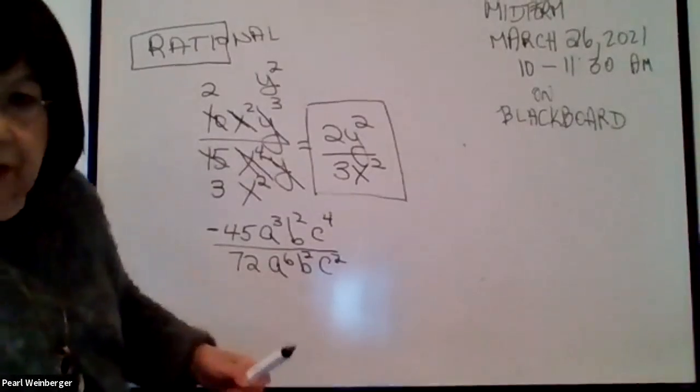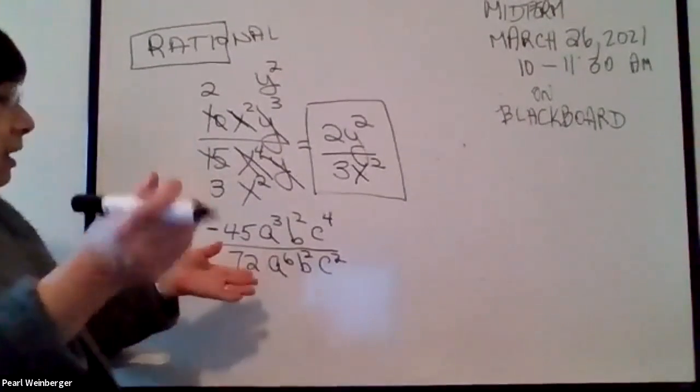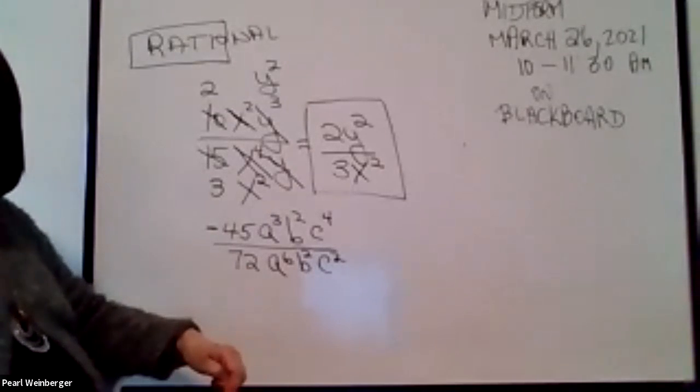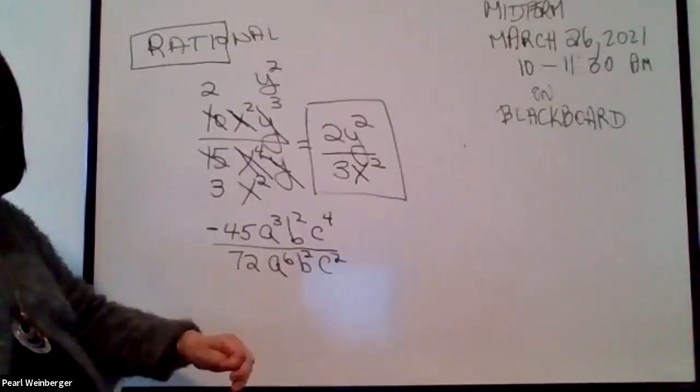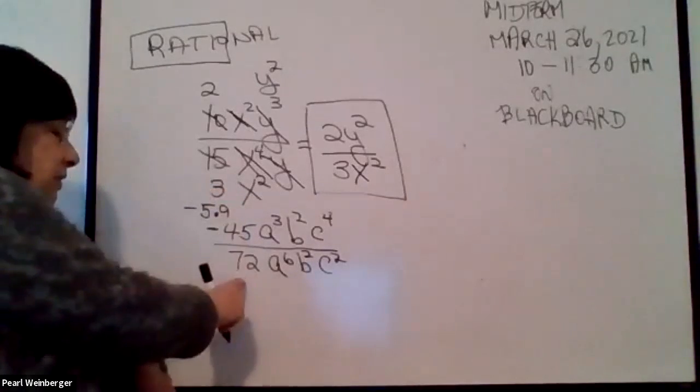So let's look at this example now and see if we could reduce it. Did anybody see any common factor in 45 and 72? Yeah, I used 5 and -5 and 8. Not 8, how much? 9. 9, right. 45 is -5 times 9. And what is 72? 6 and 12.